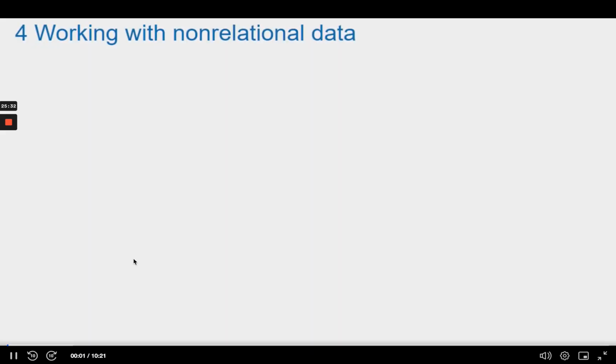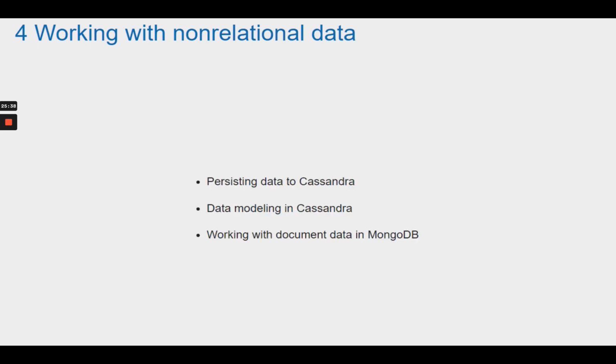Chapter 4. Working with Non-Relational Data. This chapter covers persisting data to Cassandra, data modeling in Cassandra, and working with document data in MongoDB.